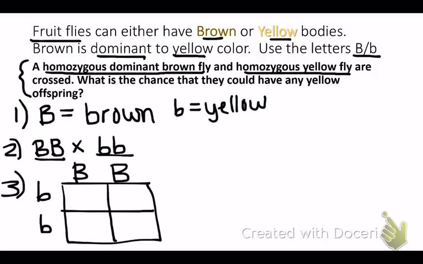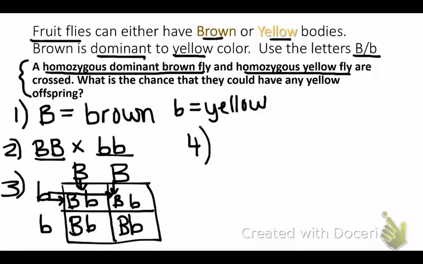Now let's combine our letters. Remember, capital letters always go first, and we're combining these similar to how we would a graph. So this B combines, and then this little b combines here, and we're going to keep combining them. Now we have our Punnett square completed.